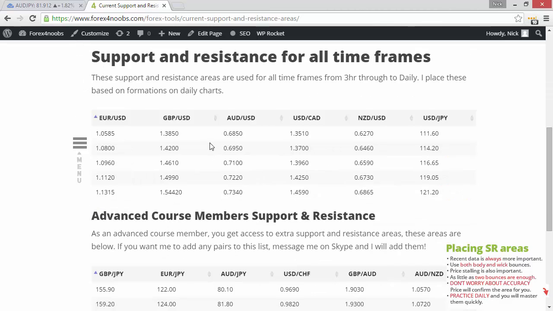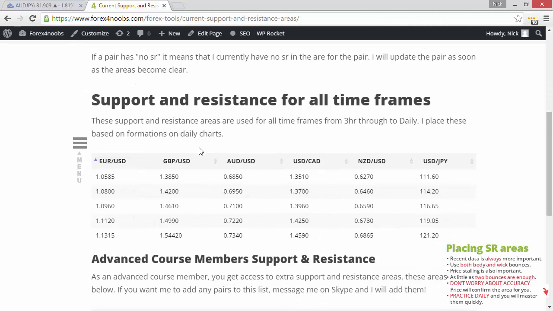So yeah, you go to support resistance areas here, and I've listed my support resistance areas for some pairs here. I might add a few more pairs to this list. What you should do is place your own support resistance areas, then go to this page and compare your areas to mine and see if they're roughly the same. If they're roughly the same, then you've done a decent job at placing them. If they're way off, then you might need to work on it some more, keep working on it and get some better placements.